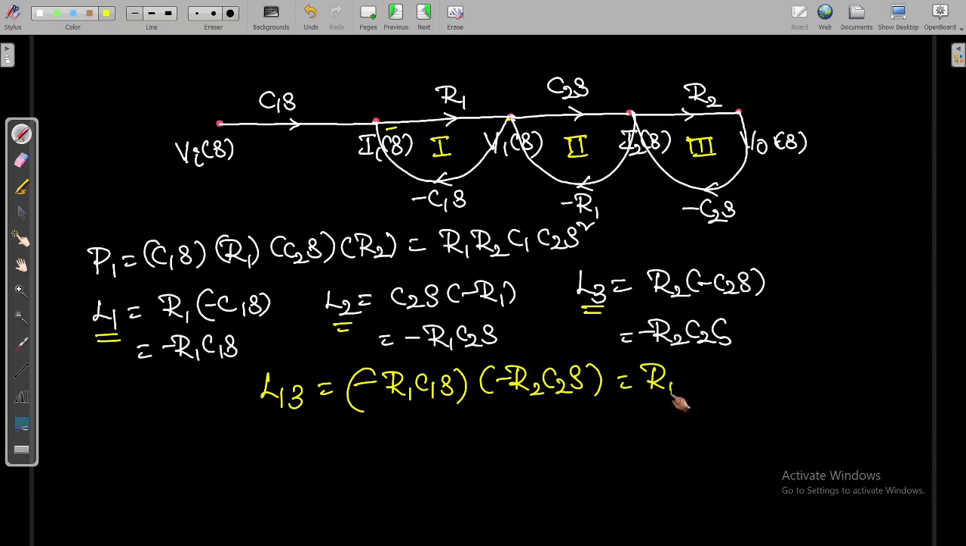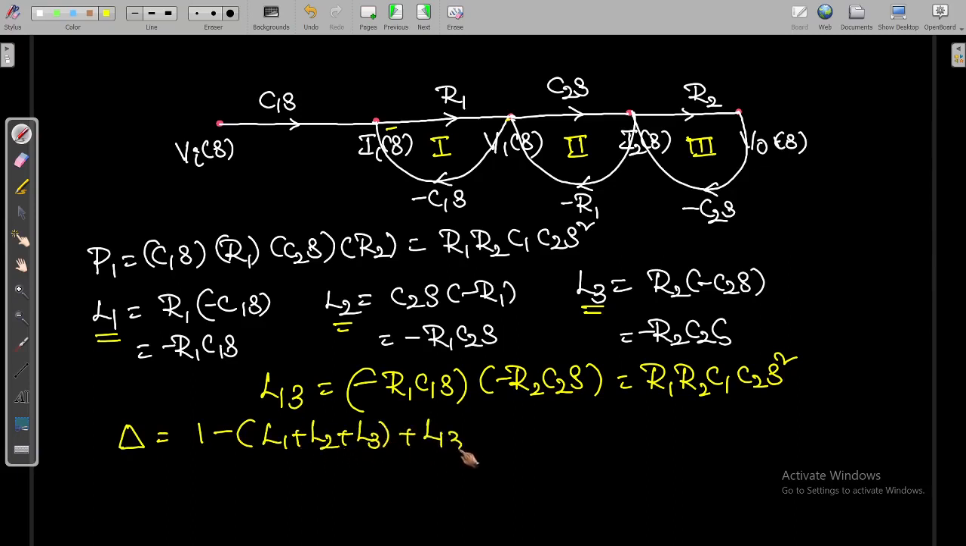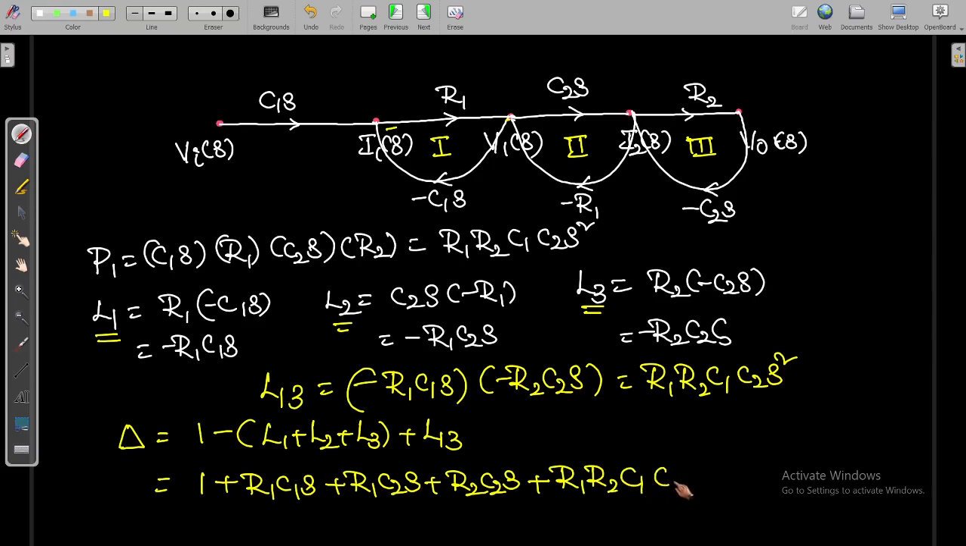So what you are going to get? R1 R2 C1 C2 s square. So that is L13. Next we have to see what the delta is. Delta is equal to 1 minus individual loops L1 plus L2 plus L3 plus L13. So we can write that also: 1 plus R1 C1s plus R1 C2s plus R2 C2s plus L13, which will be R1 R2 C1 C2 s square. That is the delta here.